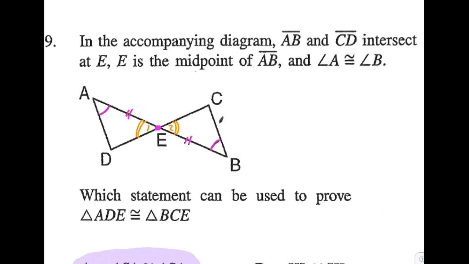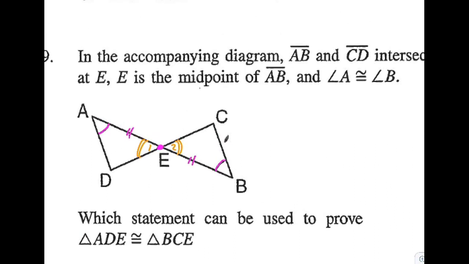Number 9, it told us that A and B are congruent angles. It said E was the midpoint, which means that this side and this side have to be the same. And then you have vertical angles in the middle. So I have angle, side, angle.